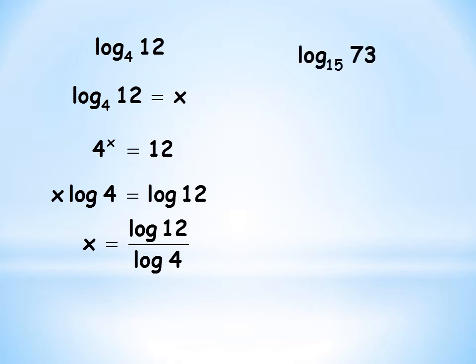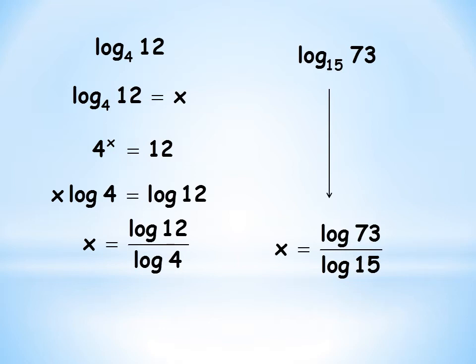So if I have the log 15 of 73, I could just rewrite this as the log of 73 divided by the log of 15. Now I could use any log I wanted to, but since the log base 10, or the common log, is a button on my calculator, that's a convenient one to use. You could use the natural log if you wanted to. It really doesn't matter.